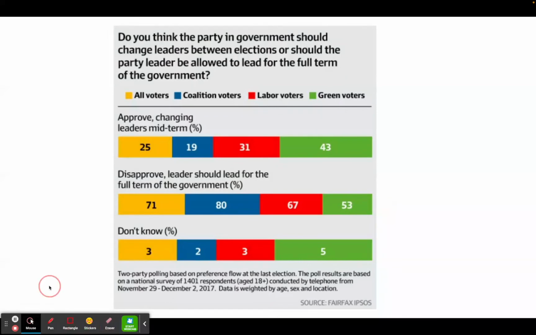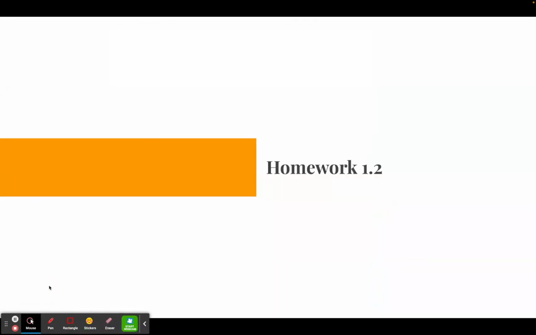Please do assignment 1.2 in your homework packet.